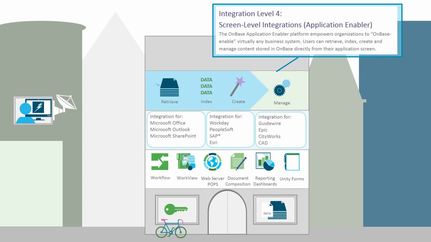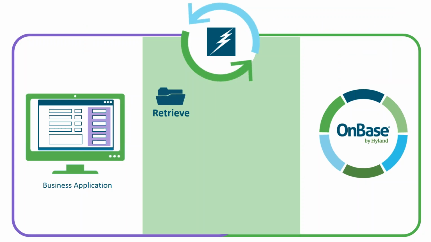And so with Application Enabler, you can retrieve documents from OnBase, you can facilitate indexing, you can create new WorkView objects, new DocComp letters, new Unity forms, and then you can even manage your processes from there, interact with documents in workflow, and forward a process that is in the middle.